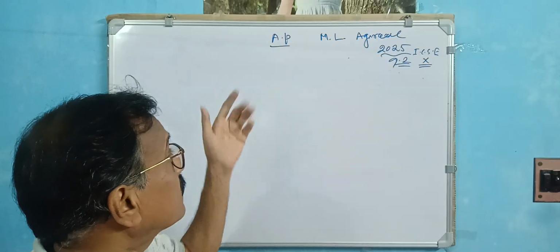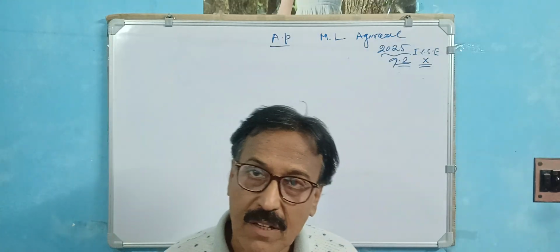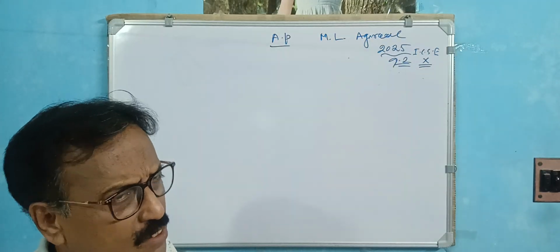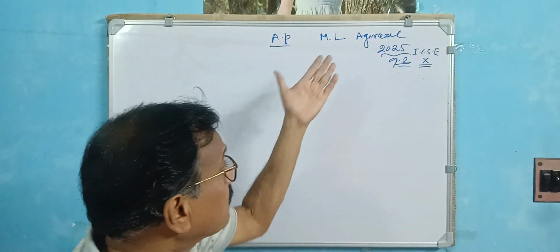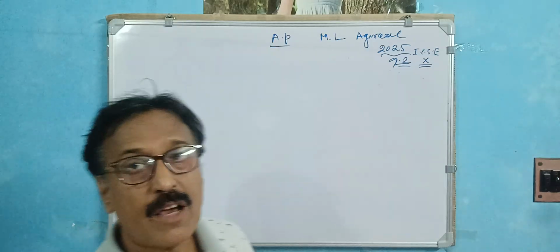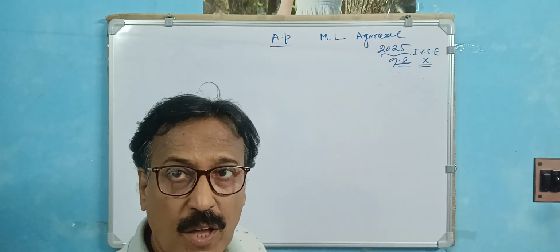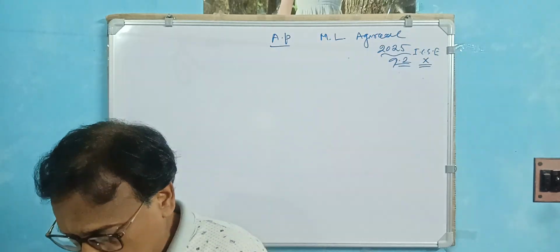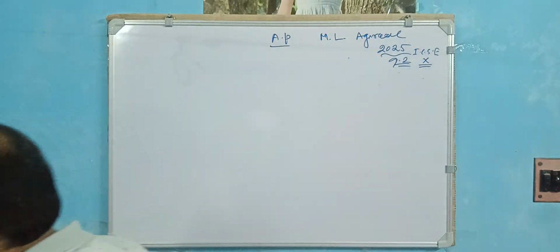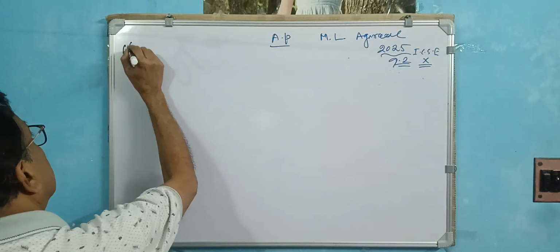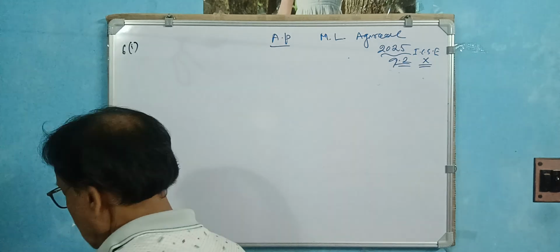Now let's discuss the continuation of AP. This is for class 10 ICSE board and class 10 CBSE board also. I am discussing the book by Agrawal, 2025 edition, exercise 9.2. Let's start today with one sum. Here is the sum, number 6.1. Clear?